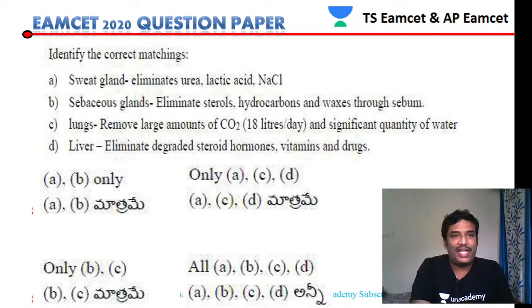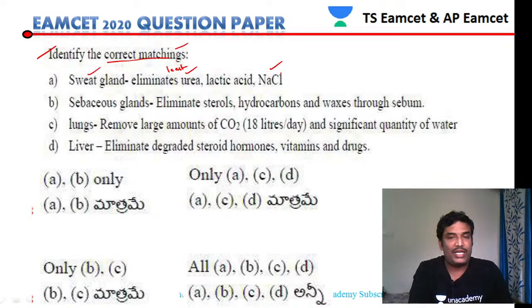Okay. So let us see the next question. Identify the correct matchings. Sweat glands also eliminate urea, no doubt about it, but in very small amounts. Sweat glands also have sodium chloride, and a very small amount of lactic acid also. So the first statement, A, is correct.